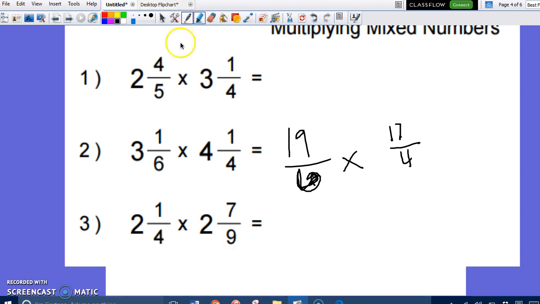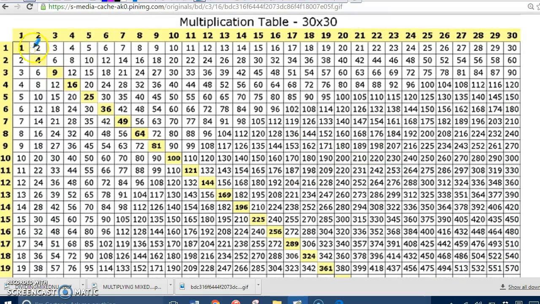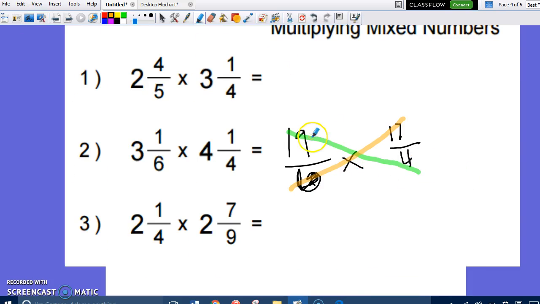So now I'm going to reduce diagonally. I'm first going to figure out if I can find a 4 and a 19 in my multiplication chart. Okay, there's a 4, but no 19. No more 4s. So that is not going to reduce any more than it already is.